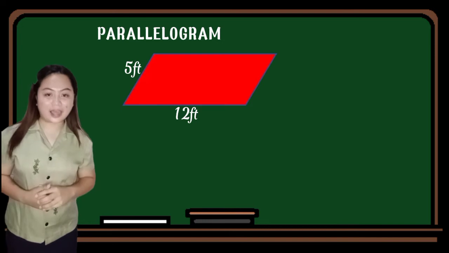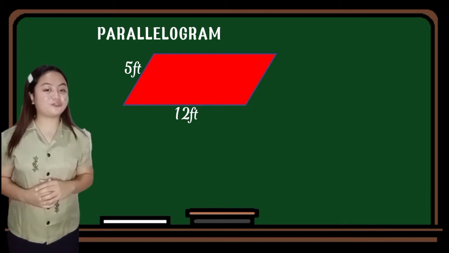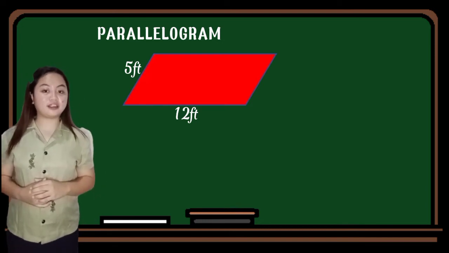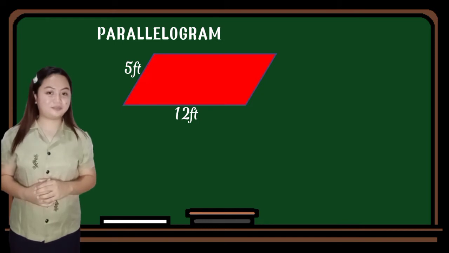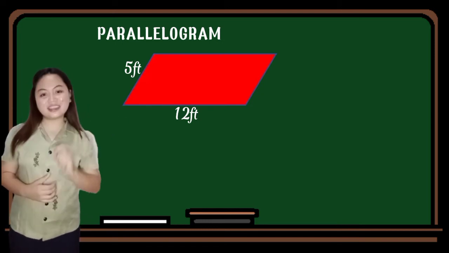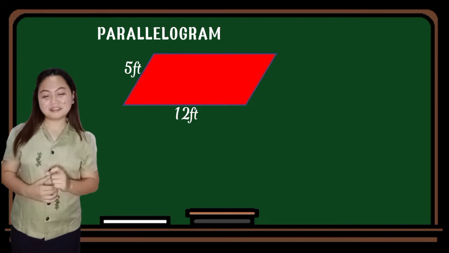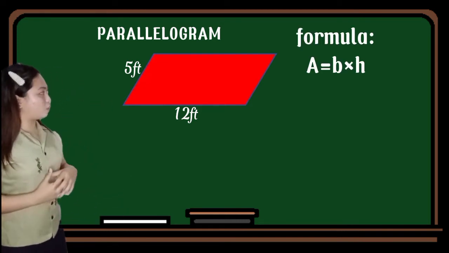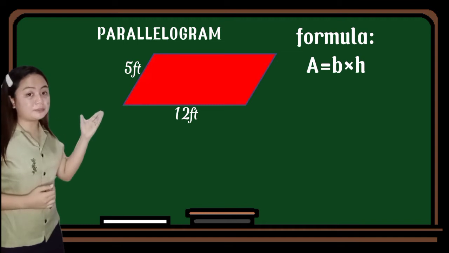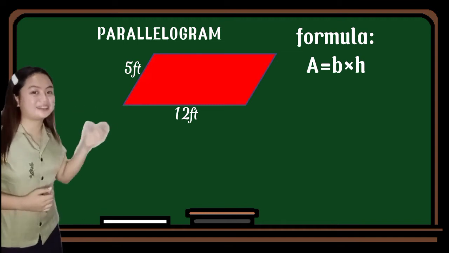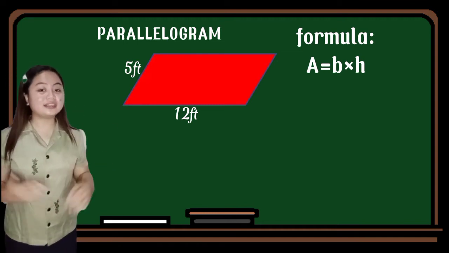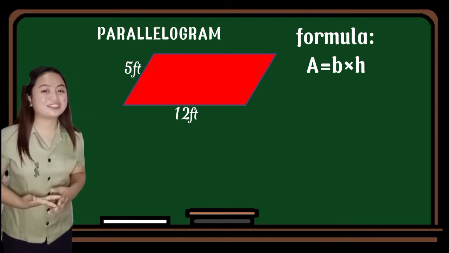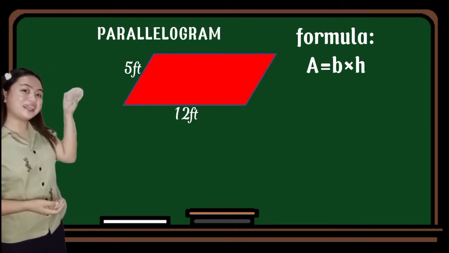So, to find the area, what is the formula on how to find the area of a parallelogram? Do you have any idea? Great! We have area is equal to base times height. So, to find the area, let's substitute the values using our formula.